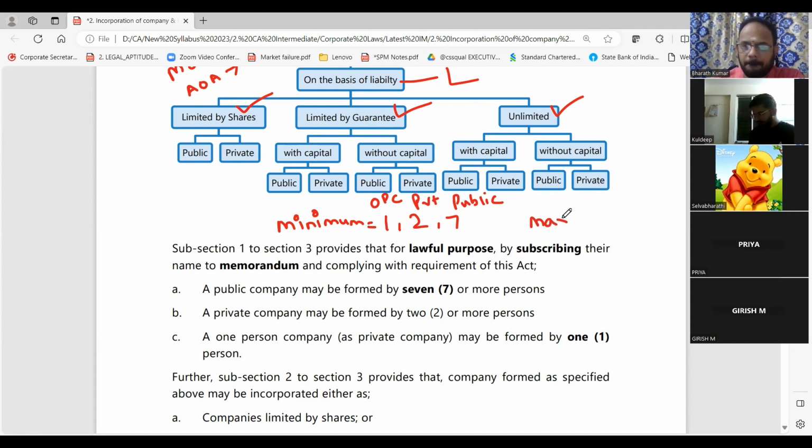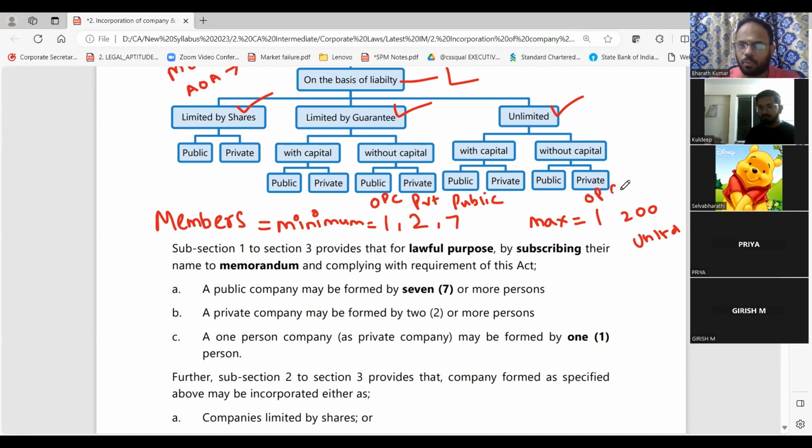Maximum is, this and all is members. Maximum 1, 200, unlimited. Maximum for 1-person company also is 1 only. In a 1-person company, we told members cannot be more than 1. For private, it is 200. For public, it is unlimited. That's all. Don't sit and waste time on this beyond.